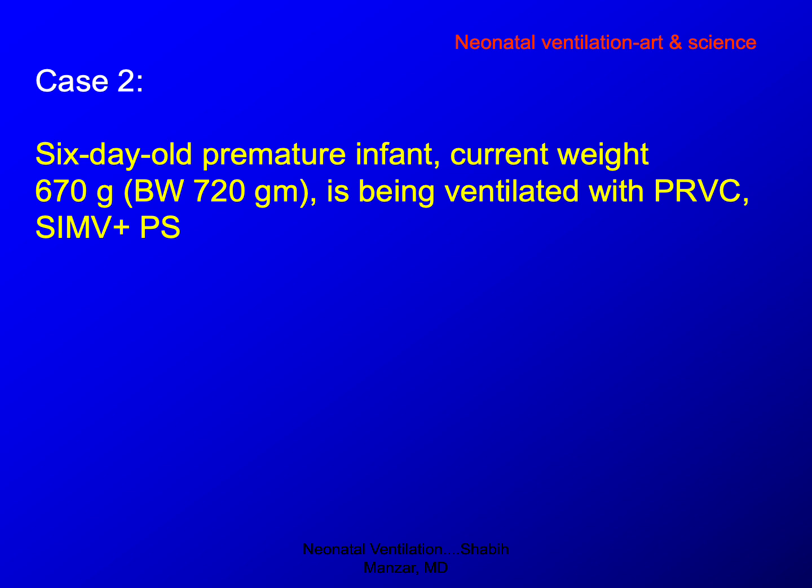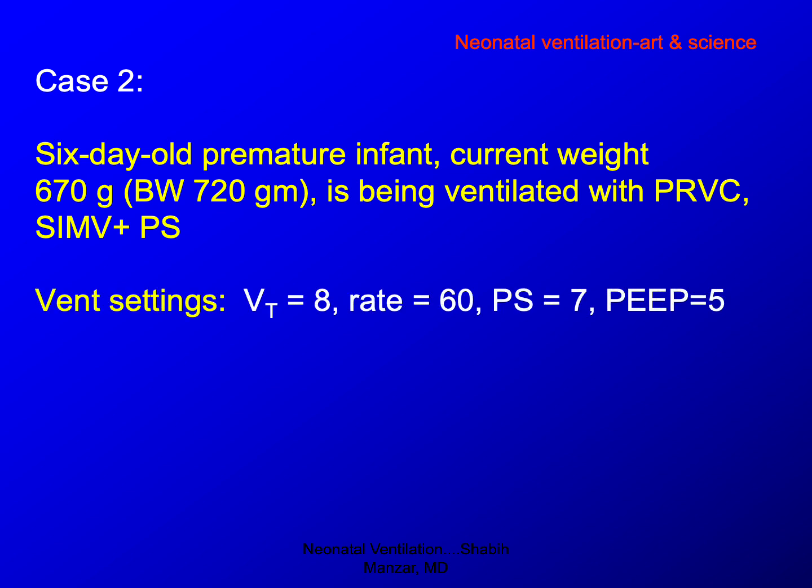In case 2, it's a 6-day-old premature infant. The current weight now is 670 grams. The birth weight is 720, so almost 50 grams lost. And this patient is ventilated on PRVC. See, again, when you have VC, volume control, you are controlling the volume. So this baby is on volume ventilation, now with the support of intermittent ventilation with pressure support.